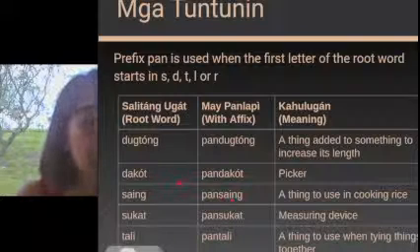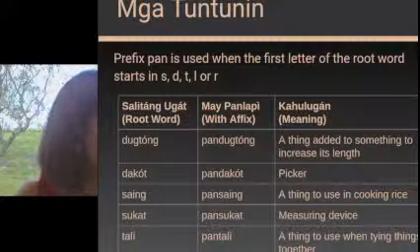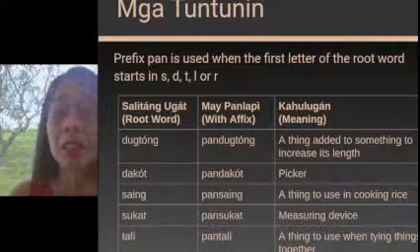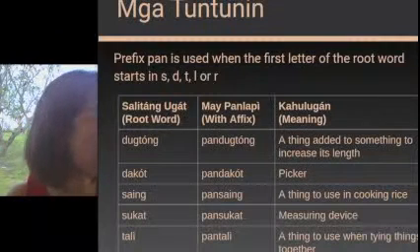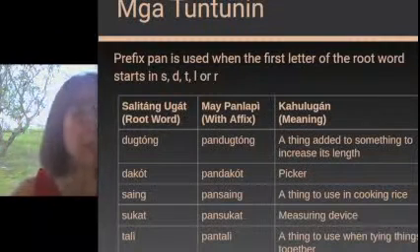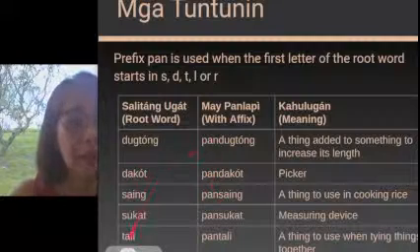You know what saing means? Saing means cooking rice. Oh, cooking rice. Yes, so a thing you use in cooking rice. Pansaing. Most likely, it's only just rice and water to cook it, right? So water is pansaing. You set aside a specific water, pansaing. Okay. Next, sukat. Sukat means measure.